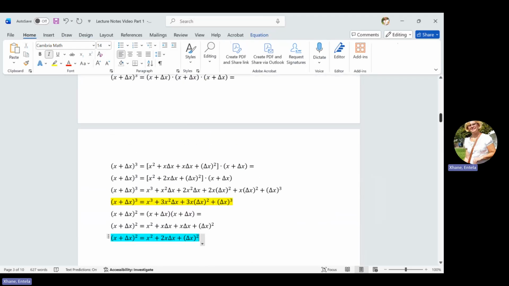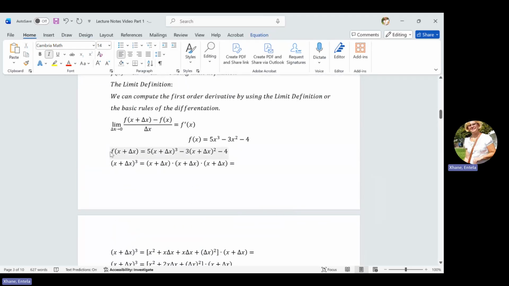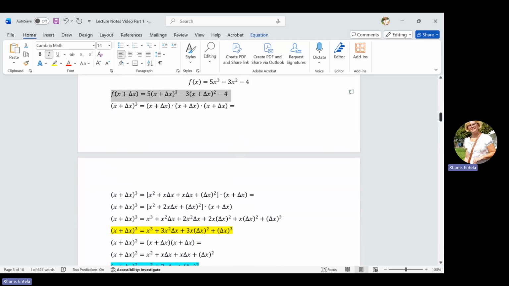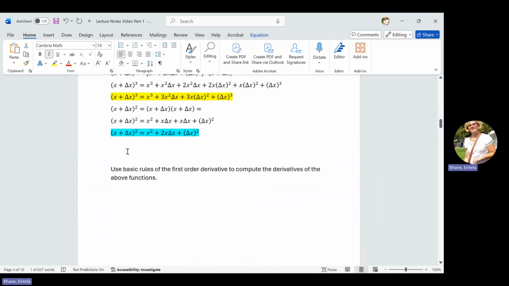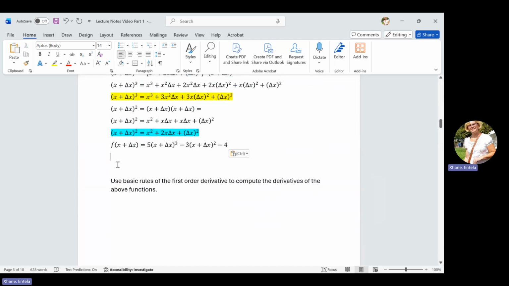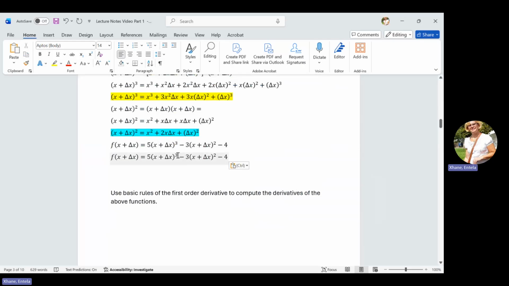Now, what we are going to do with them, I'm going to go back to this expression. This is where we are. And I'm going to plug them in. Here's the expression. And I'm going to plug them in. So what am I plugging in? I no longer need this x plus delta x to the third. I'm going to replace it by this entire expression right there. So next to the 5, I'm going to put a bracket sign. In yellow, you see the substitution. Okay?